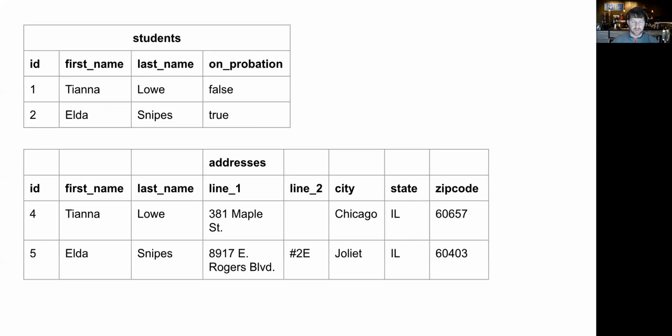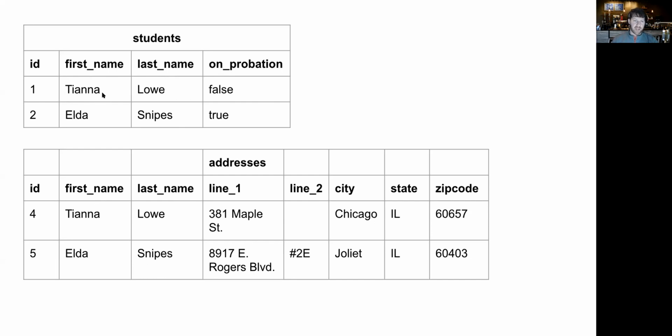Here's an example. If we broke off the students table into the addresses table, we have first name Tiana, last name Lo, probation false. And then in the addresses table, we also have Tiana and the last name in here. So this is bad design because we have the same pieces of data, Tiana and Lo, in two different tables. This is not ideal.